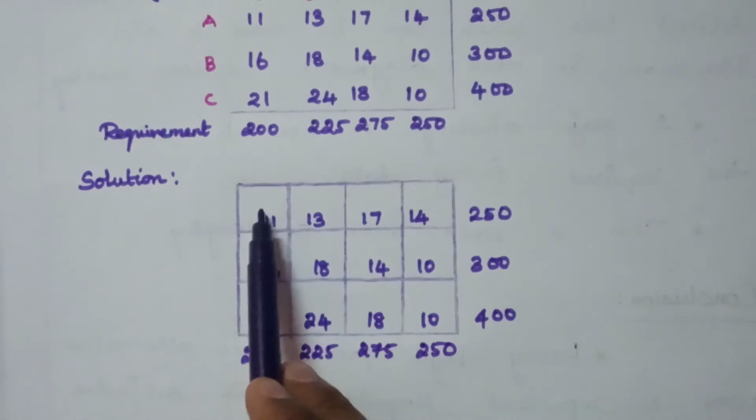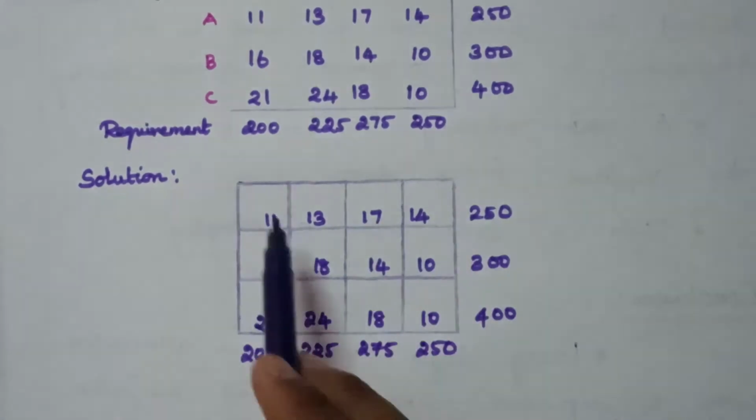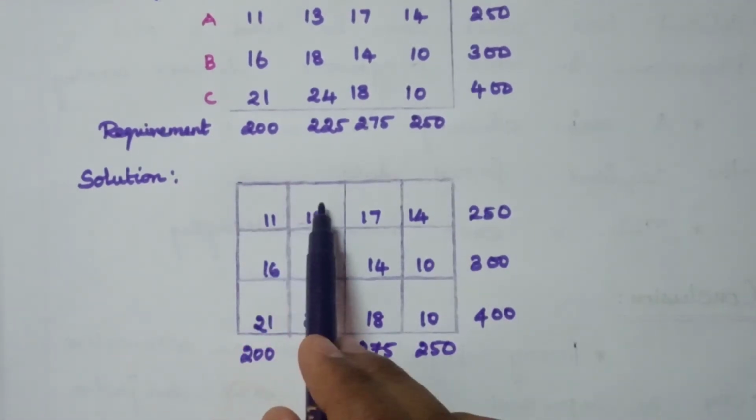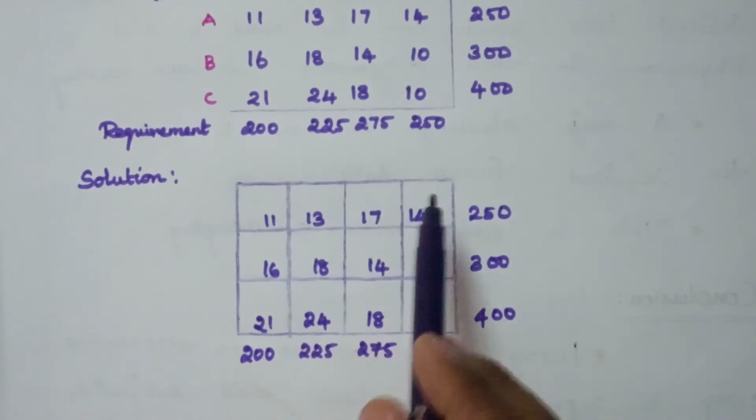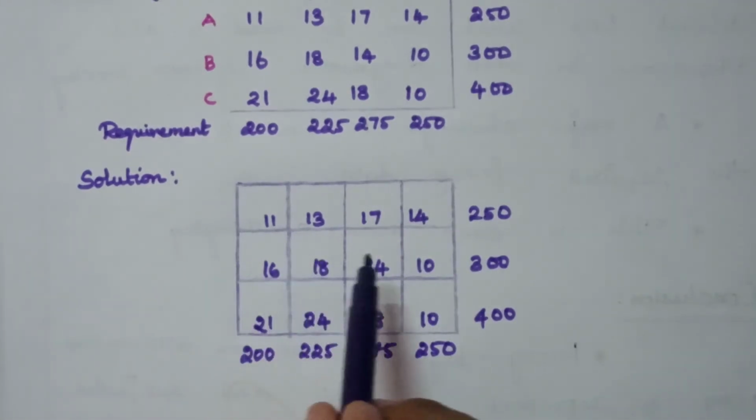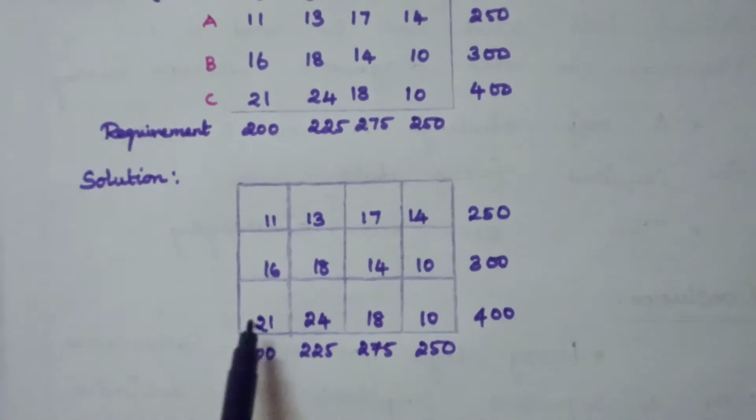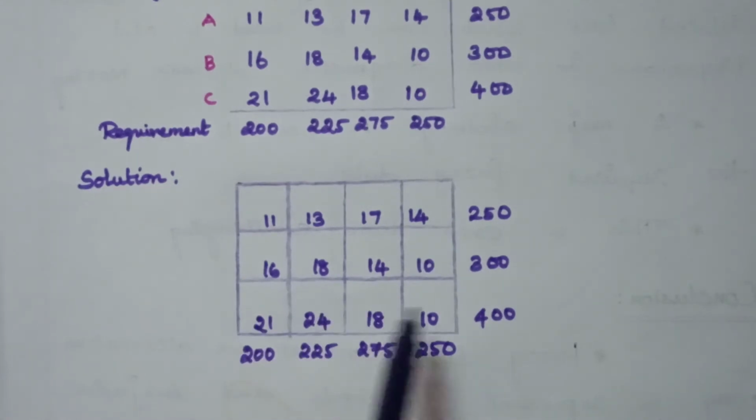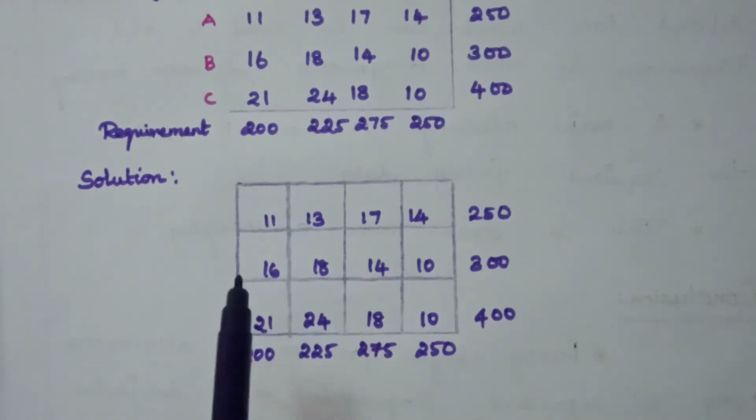So these are known as cells. This is cell 11, so first row, first column. This is known as cell 11, cell 12, cell 13, cell 14, cell 21, cell 22, cell 23, cell 24, cell 31, 32, 33, 34. These are known as cells. We have to allocate values for these cells. So how do we allocate? We have to allocate the minimum value from the requirement and availability.